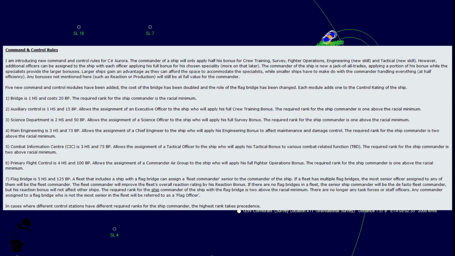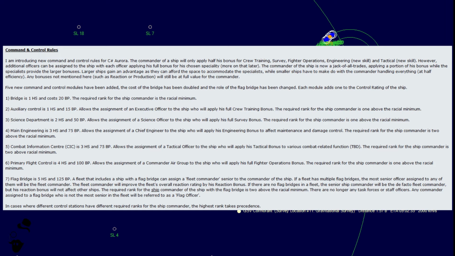Science department is 2 hull size and 50 build points, allows the assignment of a science officer to the ship who will apply his full survey bonus. So this will obviously be used for survey ships, making them a little bit bigger and more expensive, but you get the full survey bonus. Main engineering is 3 hull size and 75 build points and allows the assignment of a chief engineer to the ship who will apply his engineering bonus to affect maintenance and damage control. The required rank for the commander is 2 above the racial minimum. Next, Combat Information Center.